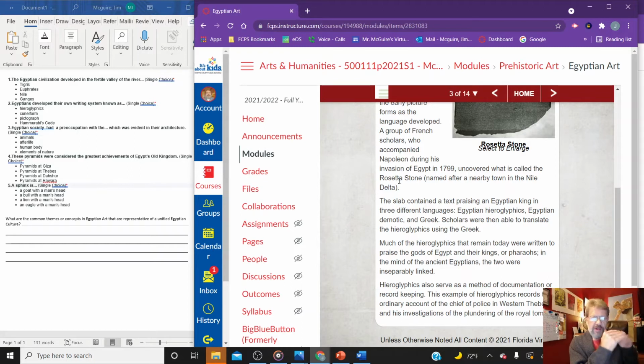Scholars were then able to translate hieroglyphics using Greek. So by using a language we already knew and was established, we could easily translate these hieroglyphics and create a dictionary, if you will, a way of organizing and understanding what they were saying. Much of the hieroglyphics that remain today were written to praise the gods of Egypt and their kings or pharaohs. In the mind of the ancient Egyptians, the two were inseparably linked. Hieroglyphics also served as a method of documentation for record keeping.